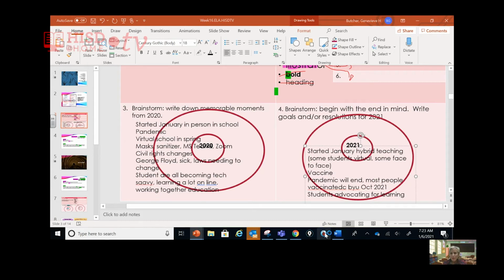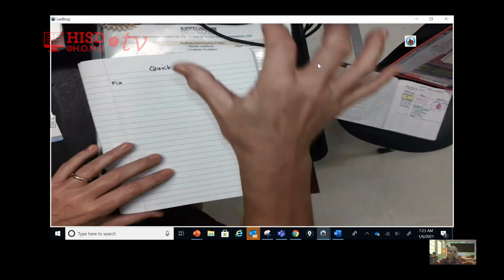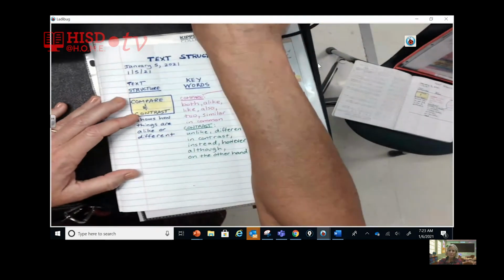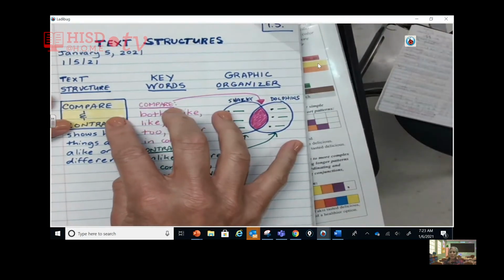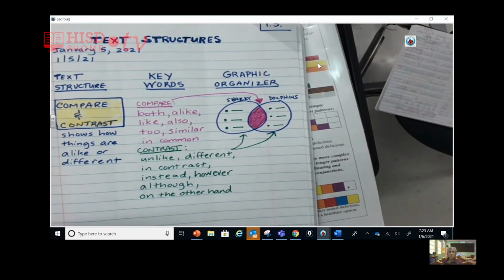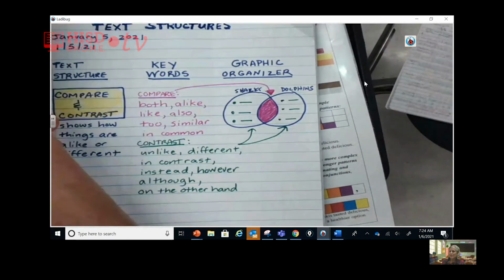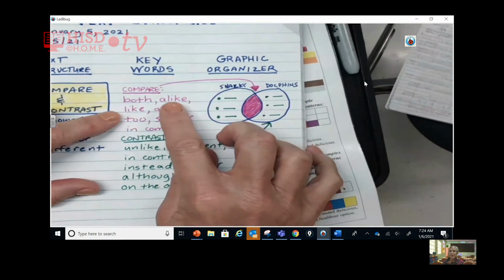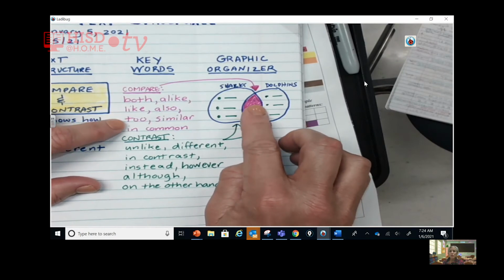So what I wanted to show you is we were doing compare and contrast, you're using words like all sorts of things. We did this last time. Let's go back here. So we have our text structures. We're doing compare and contrast. There's other ones too, like description, sequence and order, all of that. We're not working with that right now. But compare and contrast shows how things are alike or different. Keywords for compare: both, alike, like, also, two, similar and common.